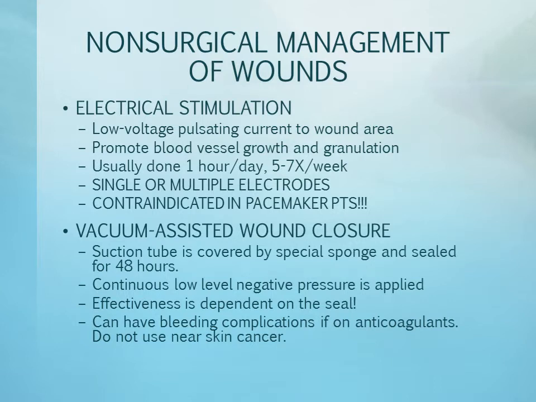Vacuum-assisted wound closure is a suction tube that is covered by a special sponge and sealed for 48 hours. Continuous low-level negative pressure is applied. Its effectiveness is dependent on the seal. Patients can have bleeding complications if they are on anticoagulants, and you do not want to use it near skin that has cancer.